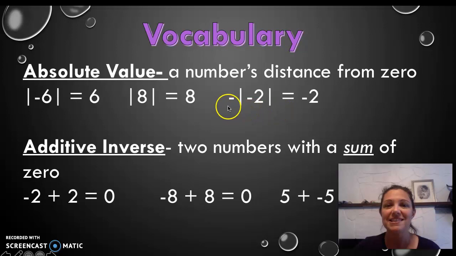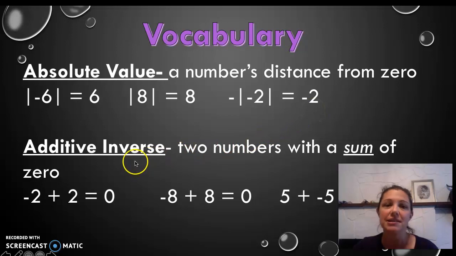And remember, this is the opposite of the absolute value of -2. So we know -2 is 2 away from 0, but we want the opposite of that. And the opposite of 2 is, of course, -2.